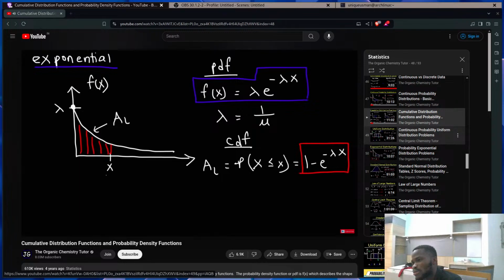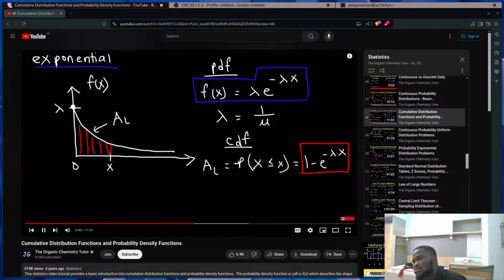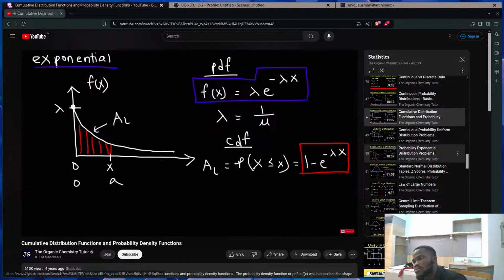So if we wish to calculate the probability that x is between 0 and x, or let's say 0 and a, this function will help us to get the probability. It's equal to the area under the curve.